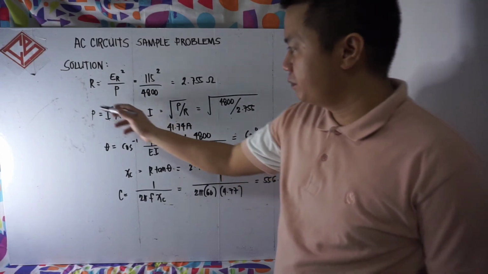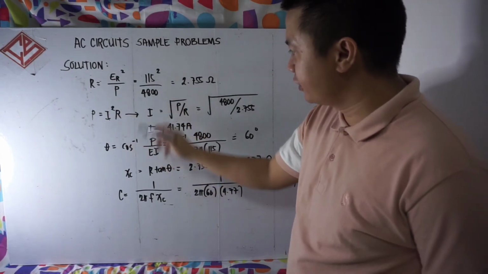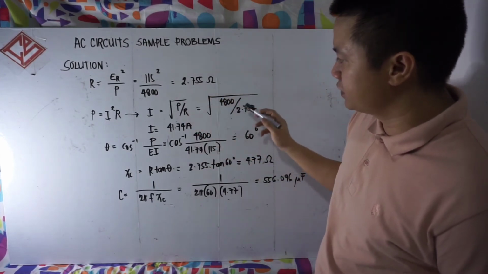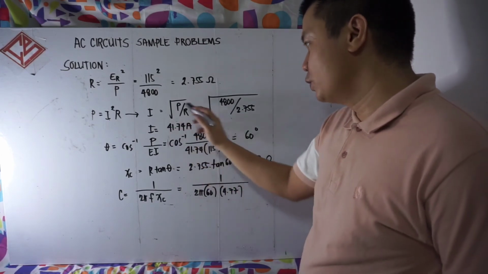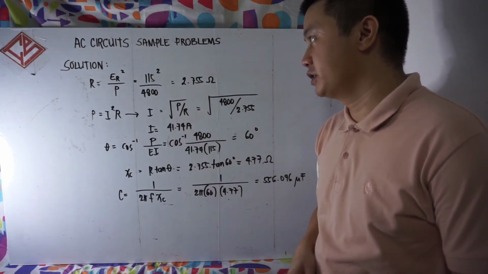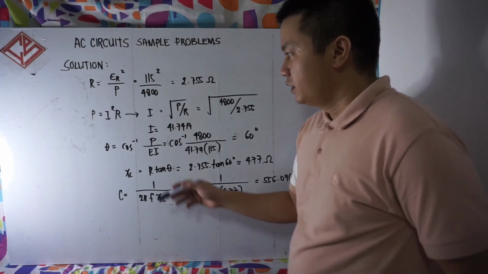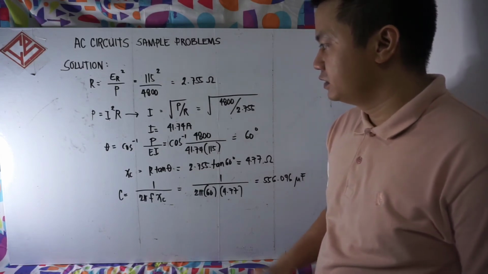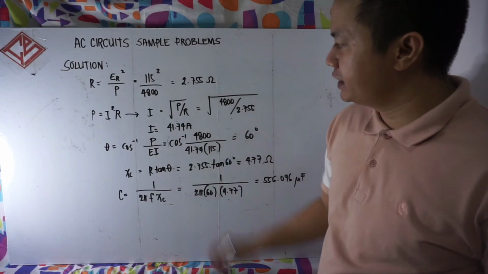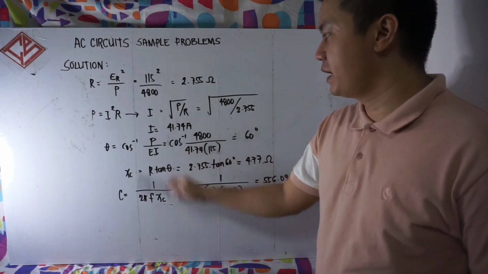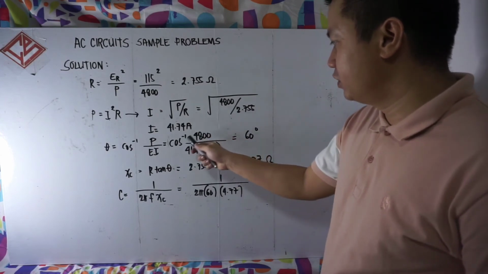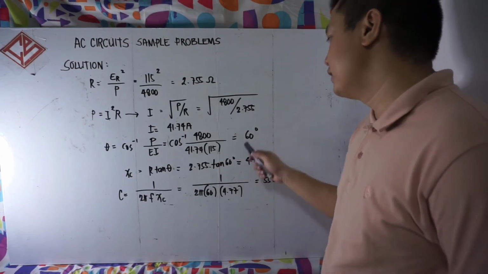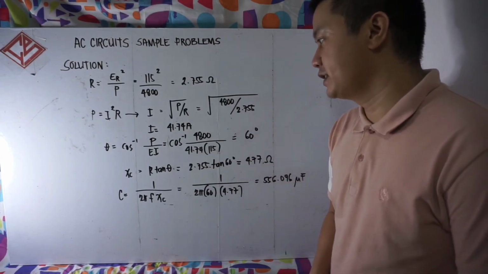Now we know also that P equals I squared R, or the magnitude of the current is equal to the square root of P over R, and that is 4,800 over 2.755, and that will give 41.74 amperes as your current. So your theta, or your power angle, the power factor, we have cosine theta equals P over EI, so that is true power over the apparent power. So you have 4,800 over the apparent power of 41.74 times 115. So you will have 60 degrees as your theta.